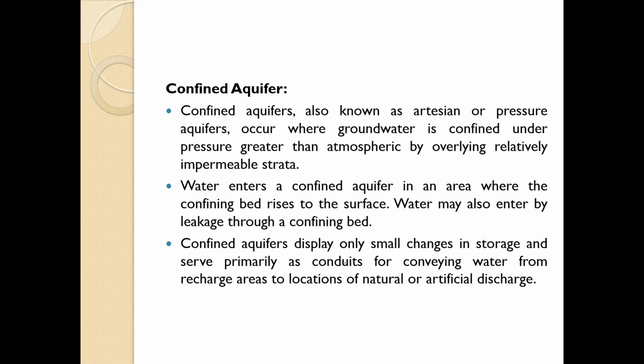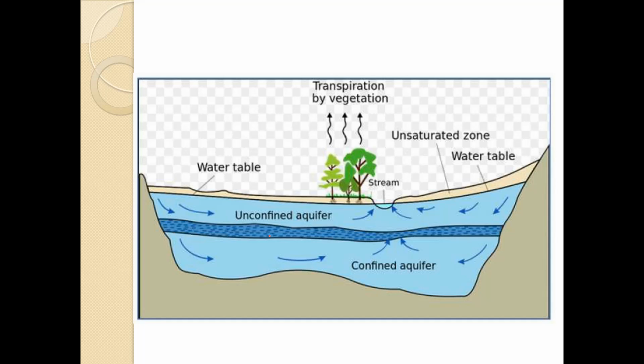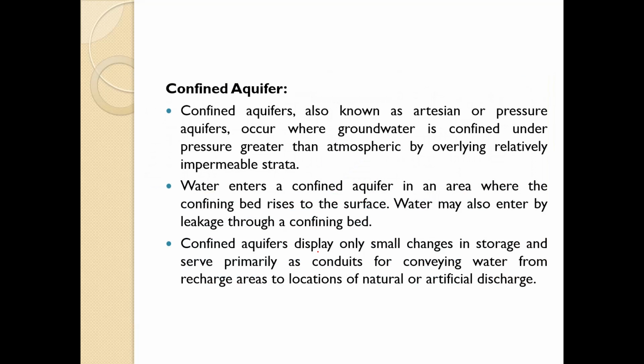Now the confined aquifer, also known as artesian or pressure aquifer, occurs where the groundwater is confined under pressure greater than atmospheric by overlying relatively impermeable strata. So you can see this is the impermeable strata which is overlying this confined aquifer, and water has been stored under pressure in this confined aquifer. So you might have heard about artesian wells, etc. in geography. So that concept comes over here.